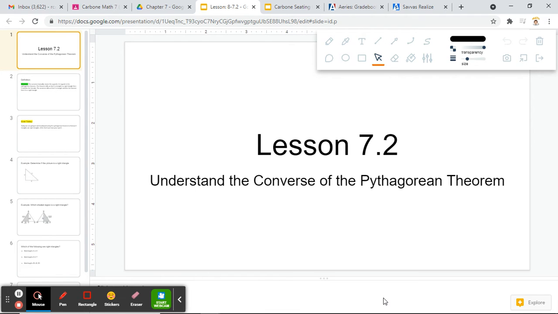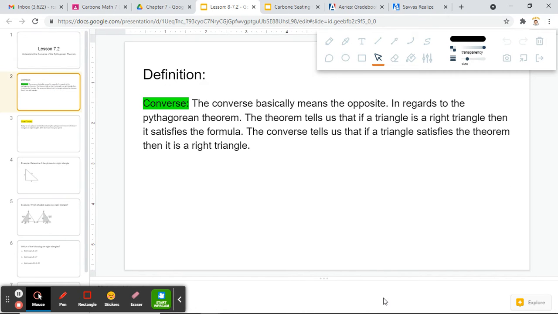Hello, class. Today we're going over lesson 7.2, how to understand the converse of the Pythagorean theorem. All right, so let's just start with the definition for today. We only got one. So the converse basically means the opposite of something.